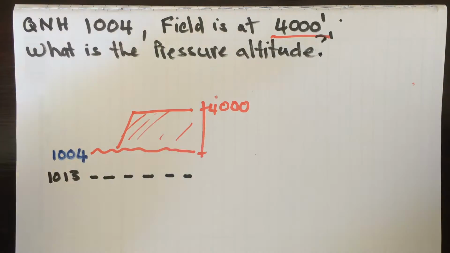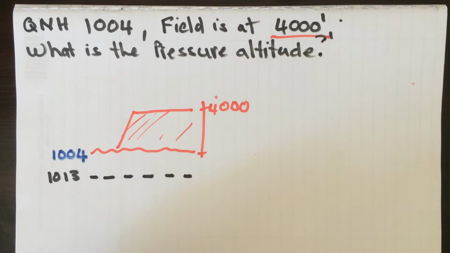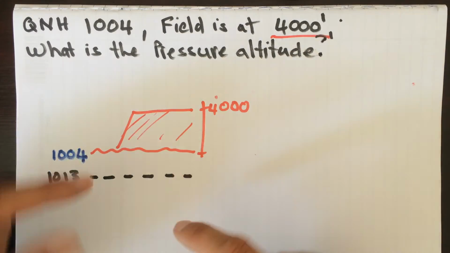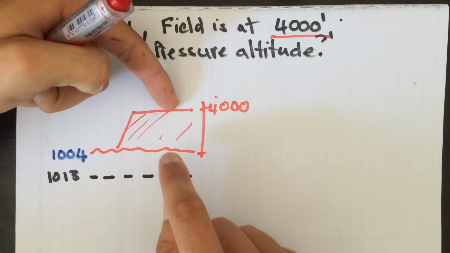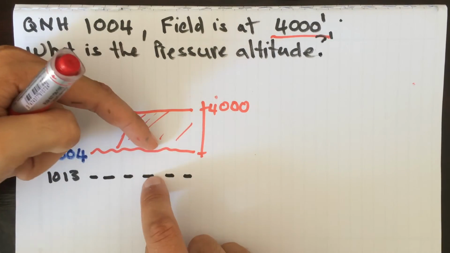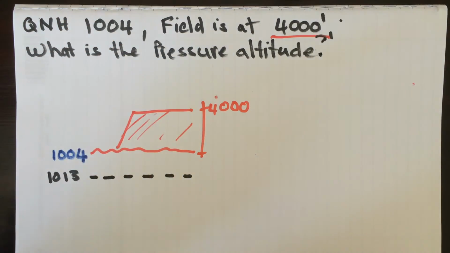Now, the question is asking us what is pressure altitude? Okay, so we need to figure out what the altitude or the distance is from there to there. We've got from here to here, showing us 4,000. So if we can figure out that difference, then we can take that, add that, and then we're going to get our answer of pressure altitude. So I'm going to show you this now quickly.